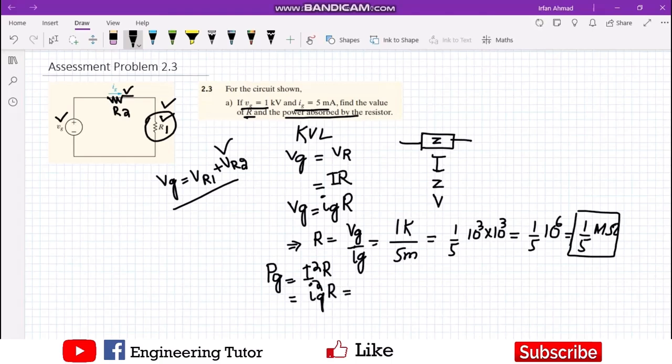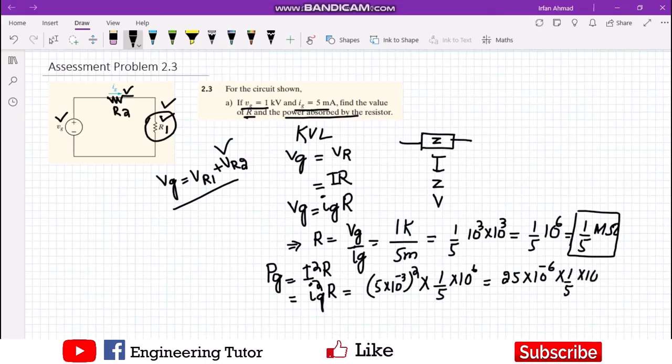We know the value of Ig, which is 5 into 10 raised to the power minus 3, squared, multiplied by 1 by 5 into 10 raised to the power 6. Finding the values here, this is 25 into 10 raised to the power minus 6 multiplied by 1 by 5 into 10 to the power 6. These two will cancel out because of the exponent rule, and 25 multiplied by 1 by 5 ultimately gives us 5 watts.